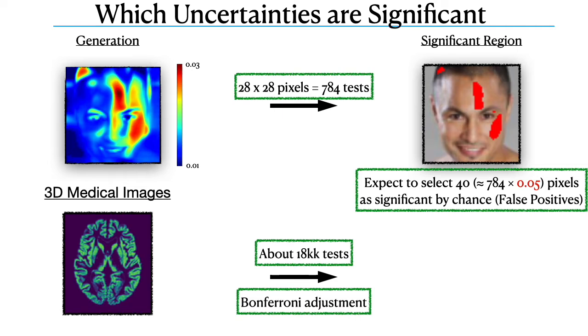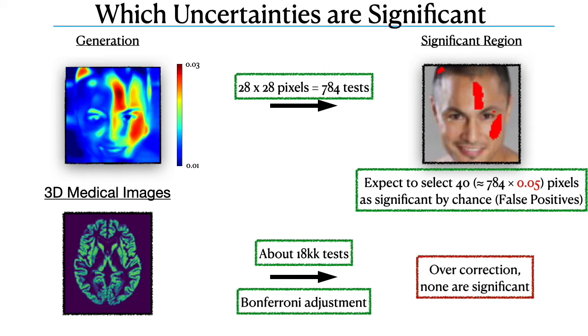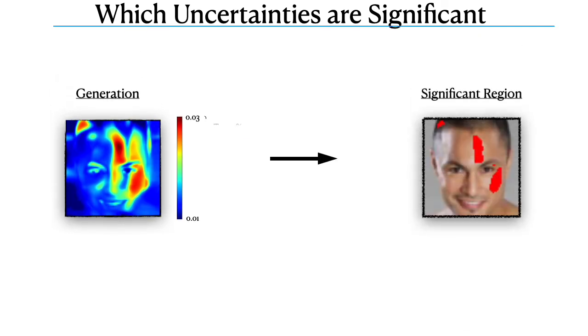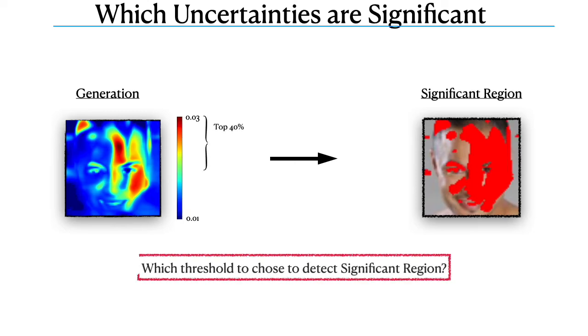To control the family-wise error rate and avoid inflating the number of false positives, a multiple testing correction like Bonferroni is used. However, for high-resolution images common in vision, this tends to overcorrect, making none of the tests significant, making the analysis less meaningful. Another method common in deep learning is to select a specific threshold based on quantile. However, it generates very different significant regions, which makes it hard to understand which threshold to use, especially if you desire theoretical properties like control over type 1 error.